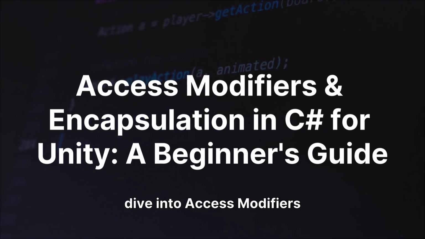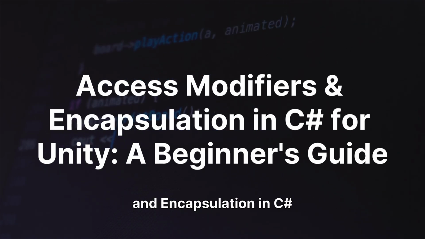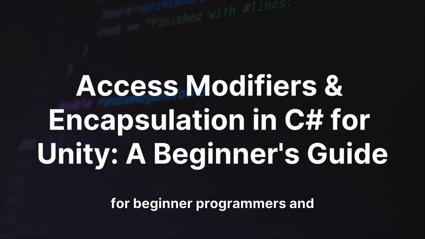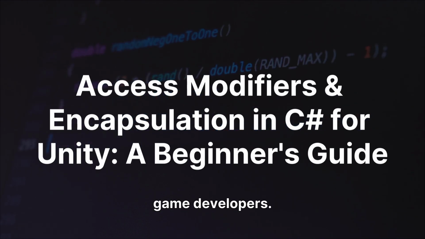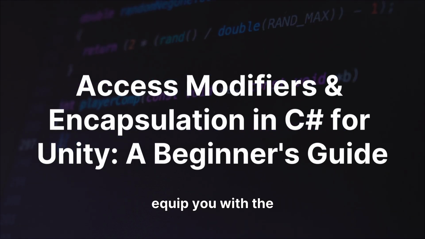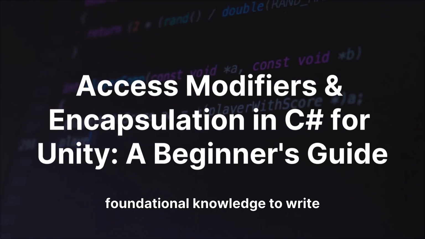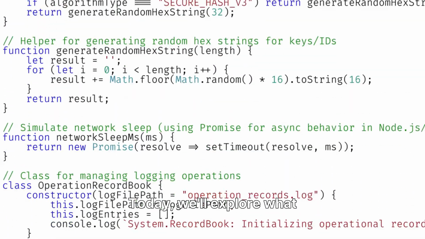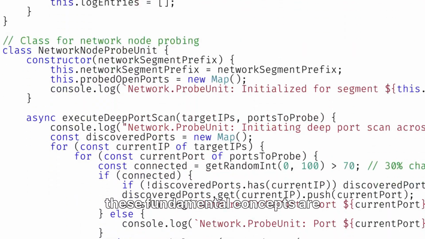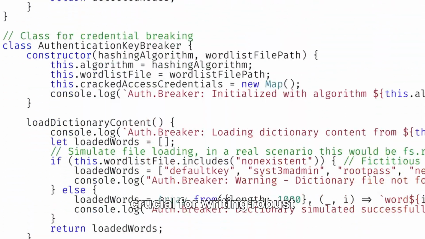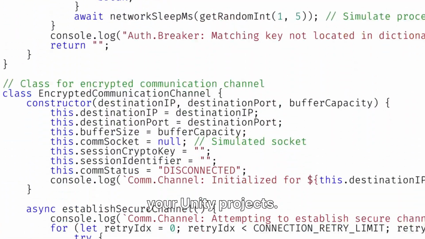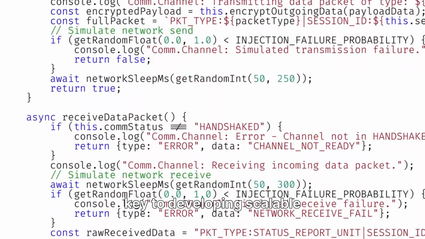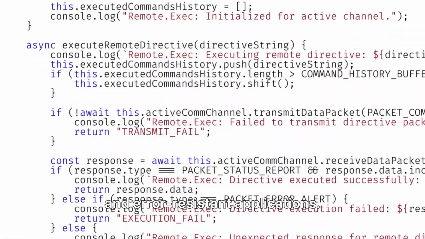Welcome to this deep dive into access modifiers and encapsulation in C# for Unity, designed specifically for beginner programmers and game developers. This comprehensive guide will equip you with the foundational knowledge to write cleaner, more robust code for your projects. Today, we'll explore what these fundamental concepts are and why they are crucial for writing robust and maintainable code in your Unity projects. Understanding these principles is key to developing scalable and error-resistant applications.